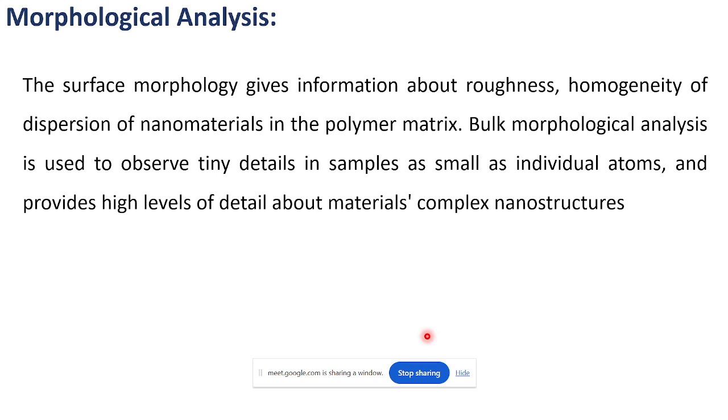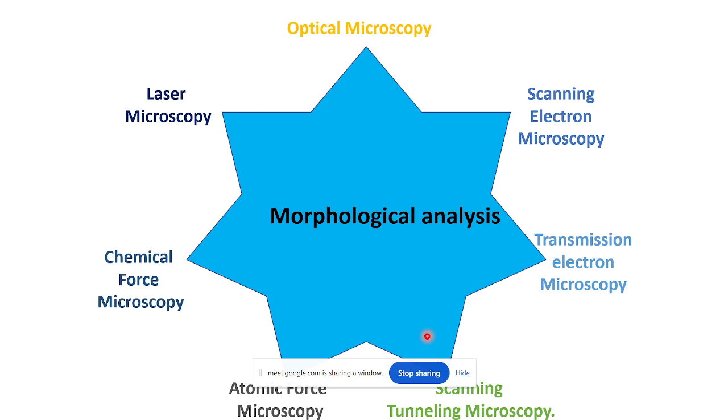The next important analysis is the morphological analysis. From morphology you may get various information about the material's physical behavior: the roughness, the distribution, the dispersion of your filler in a polymer matrix. Bulk morphological analysis is used to observe tiny details in samples as small as individual atoms and provides a high level of detail about the material's complex nanostructure. So there are also different characterization techniques to study the morphology of your material.